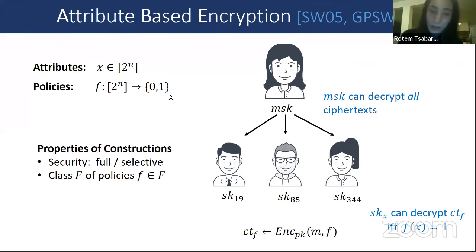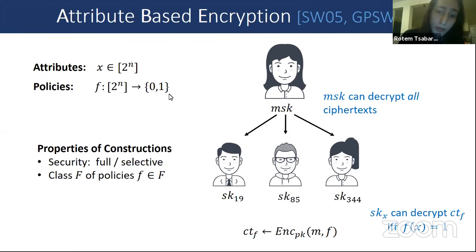measure its quality or its expressiveness according to a few different properties. And in this talk, I will focus on two main properties. So the first one will be the kind of security guarantee that we get. So we have either full security or selective security, and in the next few slides, I will explain in more detail what are the differences between those two notions. And in addition, the other important property is the class of supported policies that we can have in the system. So we want this to be as expressive as possible, so we can have complex access policies.